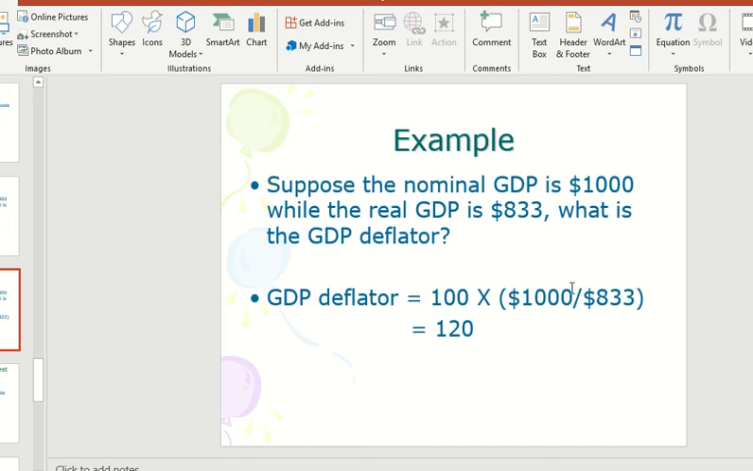it's the nominal GDP divided by the real GDP, and then multiply the whole thing by 100, simply to make it easier to read, easier to manipulate, and we get 120. So the price index, which is the GDP deflator, in this case, is 120.